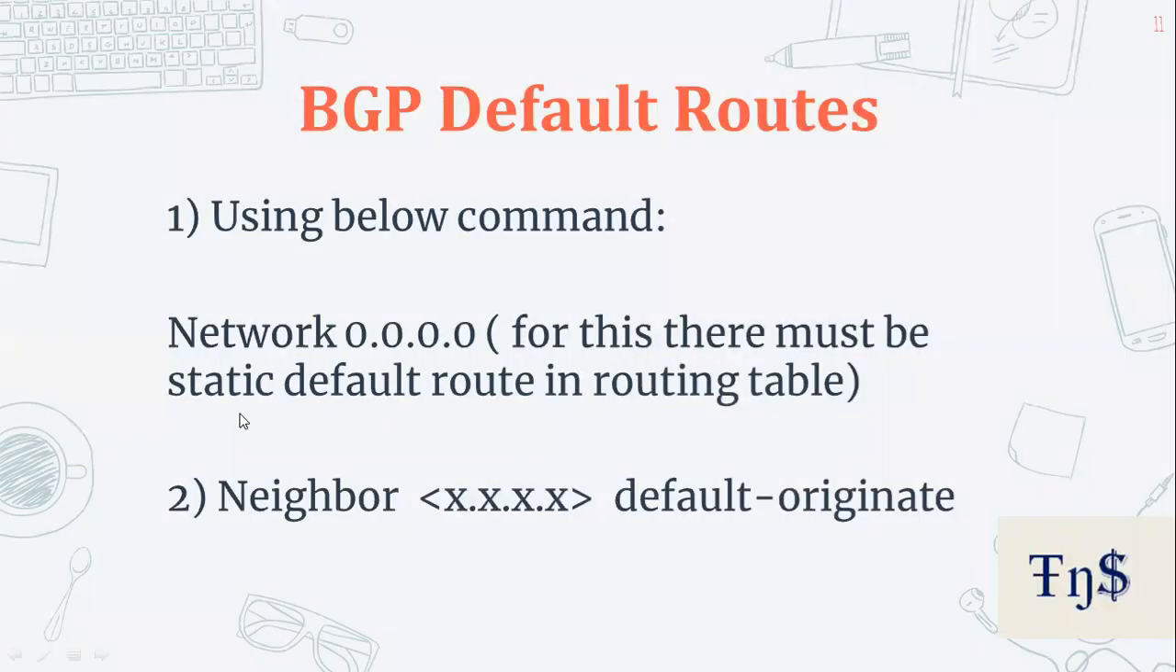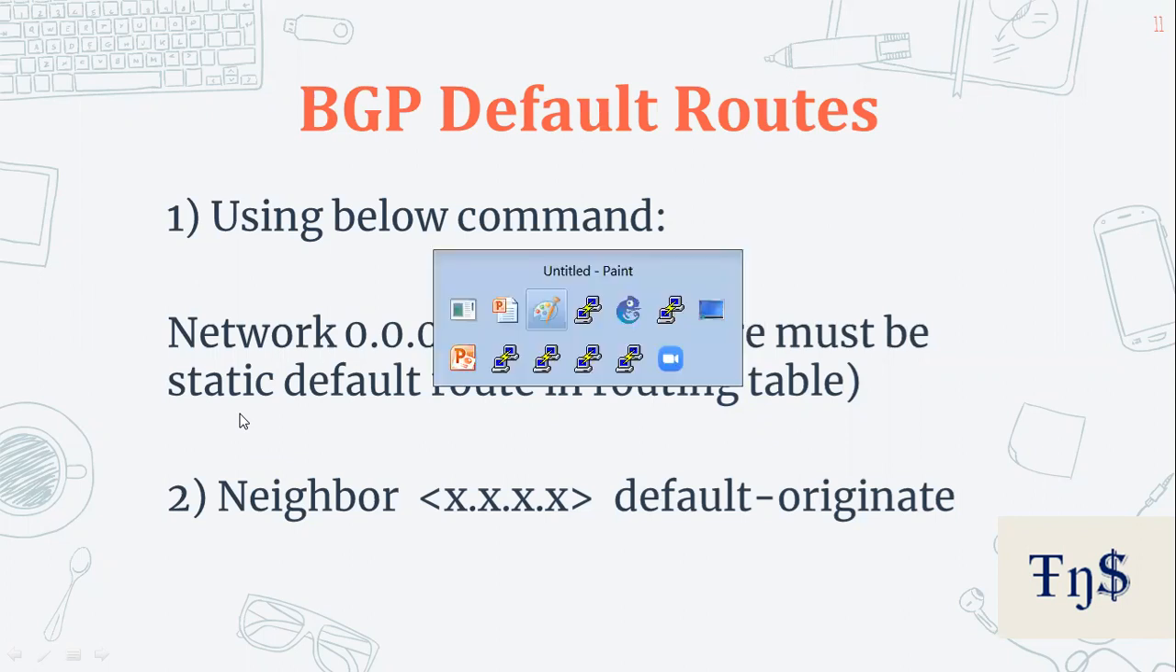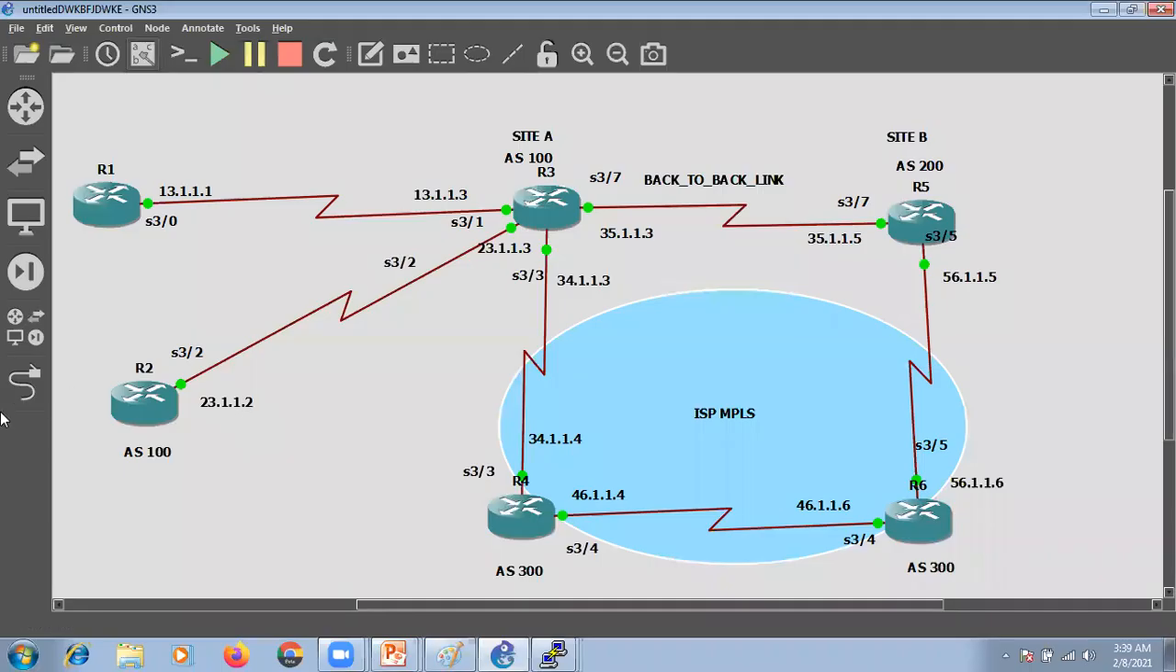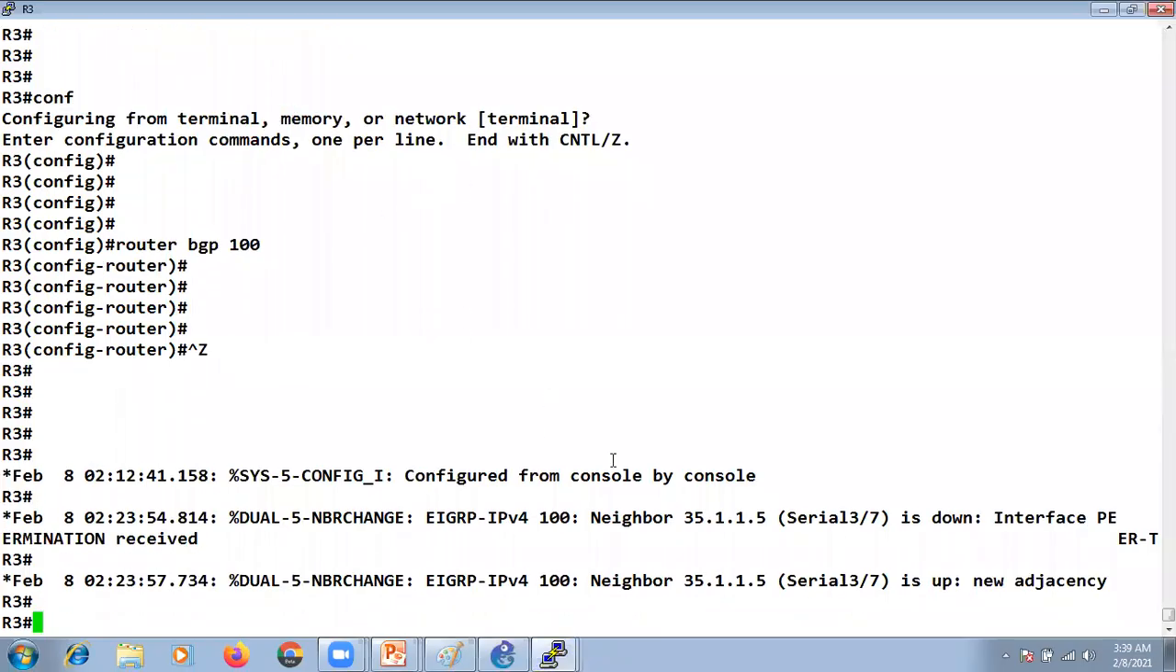Now let's quickly study the BGP default routes. We can advertise the default routes in BGP by these two methods. First we will discuss the first one. Let's do the practical so that you can better understand this.